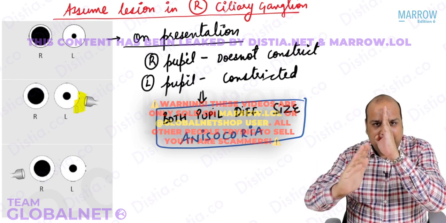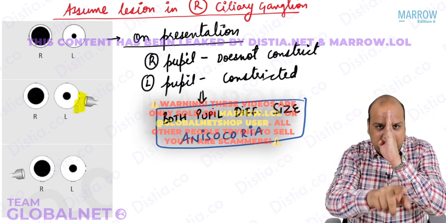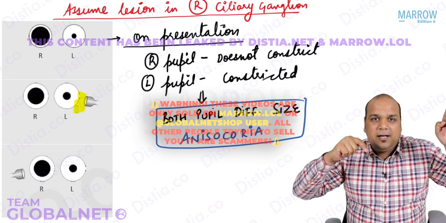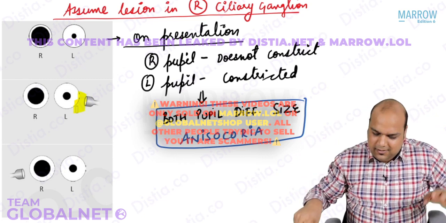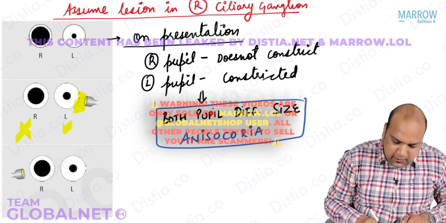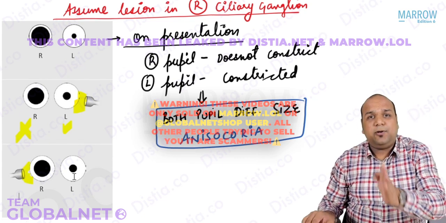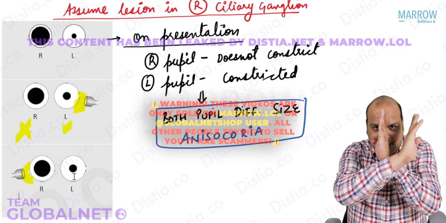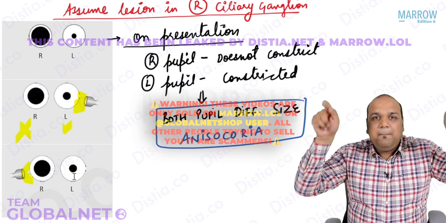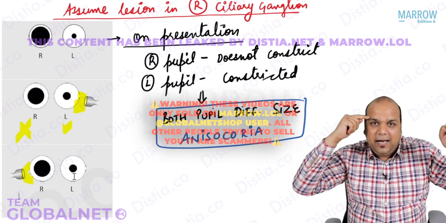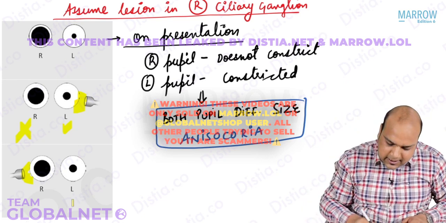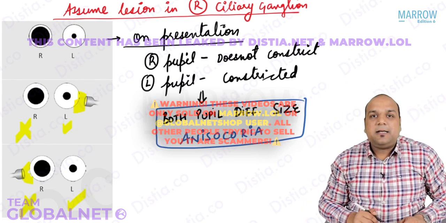Left eye, left optic nerve, optic chiasma, left optic tract, left pretectal nucleus, both Edinger-Westphal, both oculomotor, both ciliary ganglion. Left ciliary ganglion is functional. Left pupil will constrict. Right pupil will not constrict. Can you see? Left pupil has constricted. Right pupil has not constricted. Now you say, sir, throw light on the right eye again. I will again do it for you. I hold my hand, I throw light on the right eye, optic nerve, optic chiasma, optic tract, right pretectal nucleus, both Edinger-Westphal, both oculomotor, both ciliary ganglion. Left ciliary ganglion, again, left pupil constricts, right ciliary ganglion lesion, right pupil does not constrict. That is what we see. Left pupil constricts, right does not constrict.